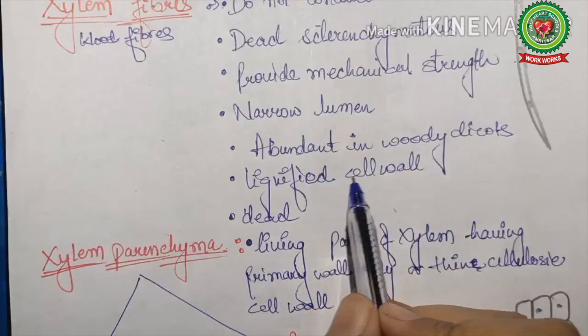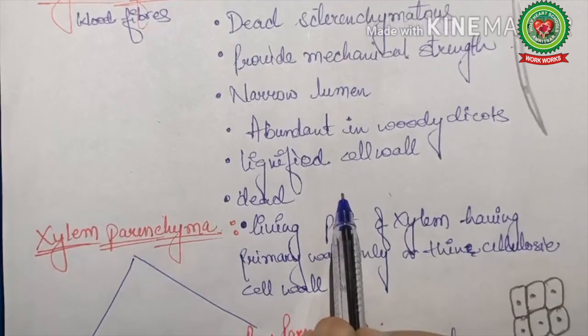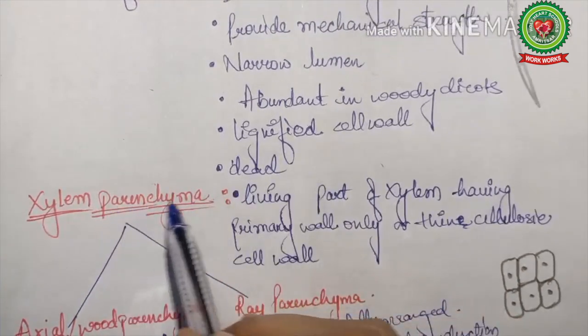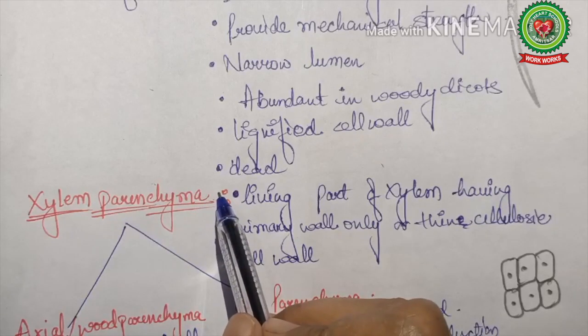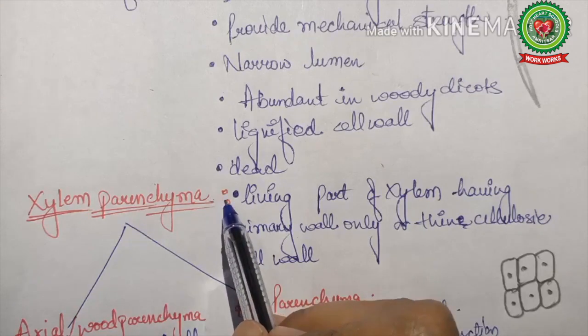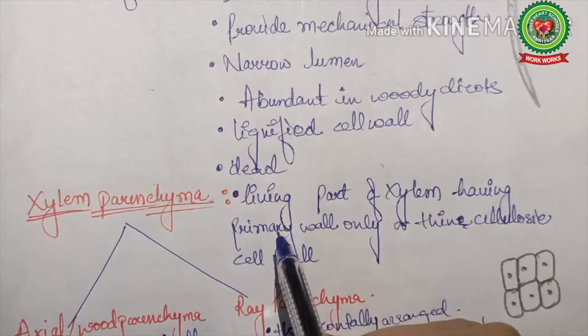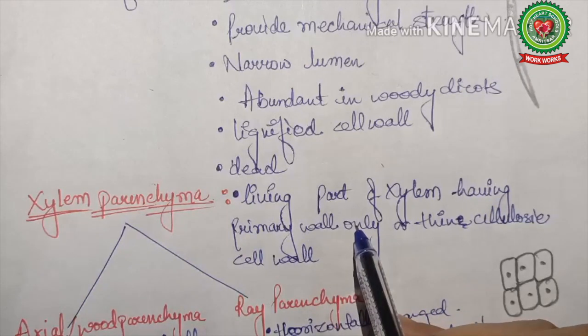It is having lignified cell wall, and this is basically a dead tissue. Next component is xylem parenchyma. Xylem parenchyma is the only living component of xylem. Rest three are dead ones. This is the only living part of xylem. It is having primary cell wall only. It is not having any sort of lignification. That is the reason it is a living tissue.